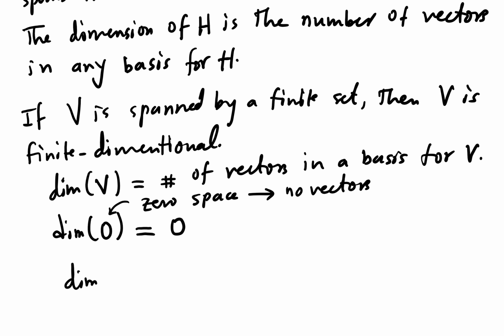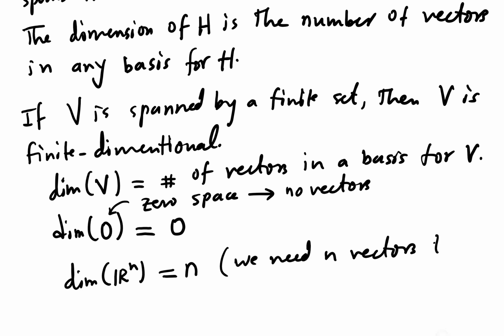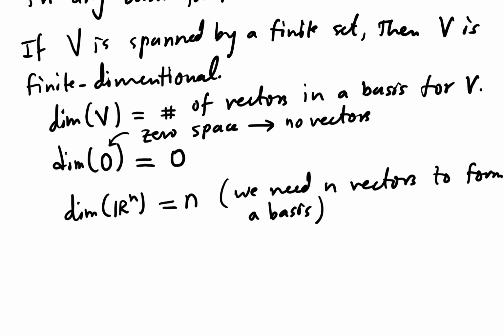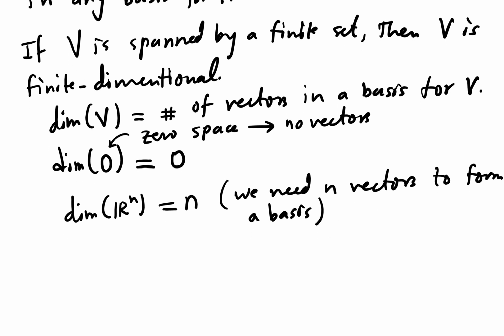How about the dimension of Rn? How many vectors do you need to form a basis for Rn? We need n vectors. So it is n, because we need n vectors to form a basis for this vector space.